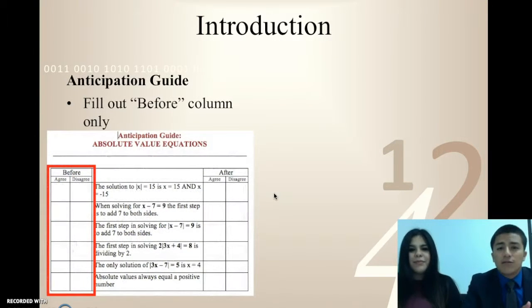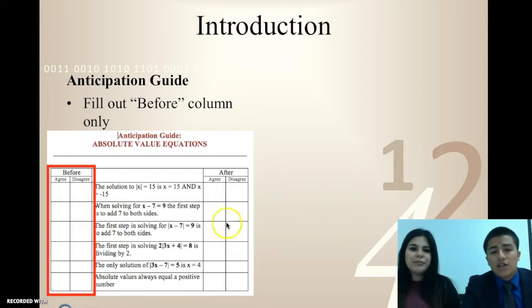All right, so we start off now by getting the first sheet in your packet, which is the anticipation guide, which is what we have here. There's an image up on the screen. So what we want to do is fill out only this left side column that is highlighted in red.